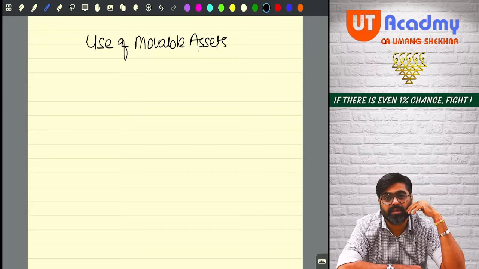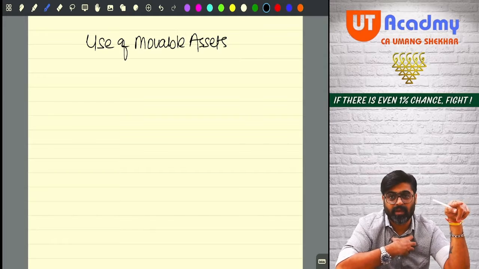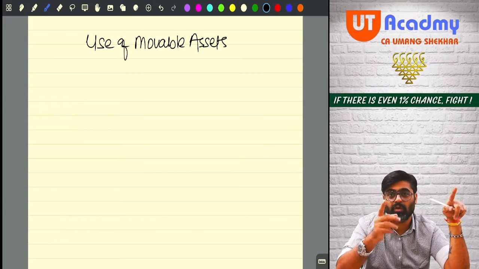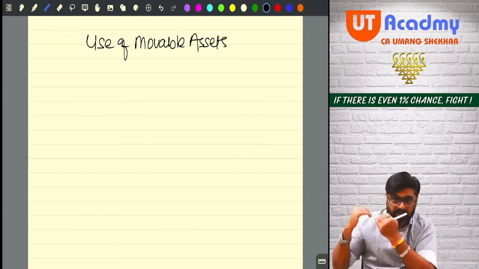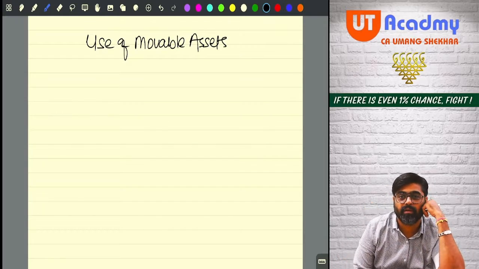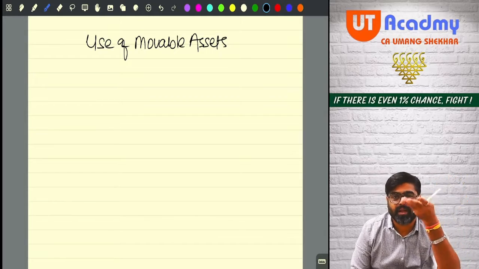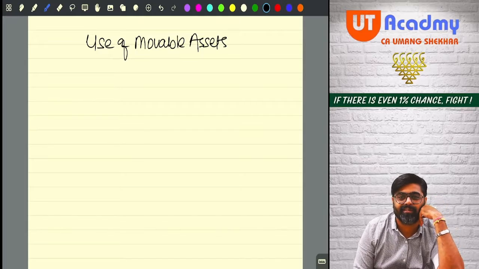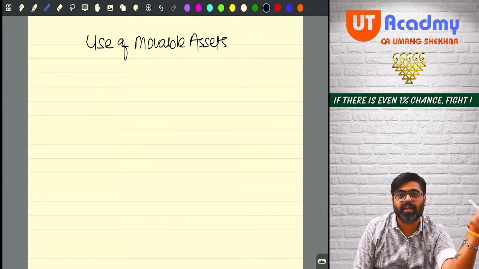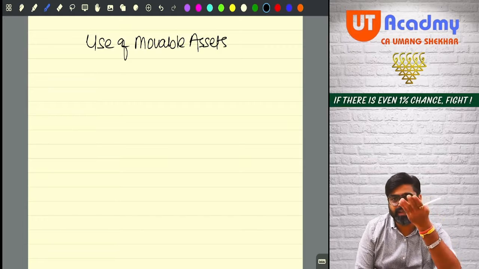How much amount were you charging? You were charging 10% per annum of the actual cost if the asset was owned by the employer and given for use, or if the asset is hired by the employer and given for use, then the actual hire charges paid by the employer. So either 10% of the actual cost or actual hire charges paid by the employer, as the case may be, that is your benefit, no? Minus any recovery for such use. You know this, very easy.